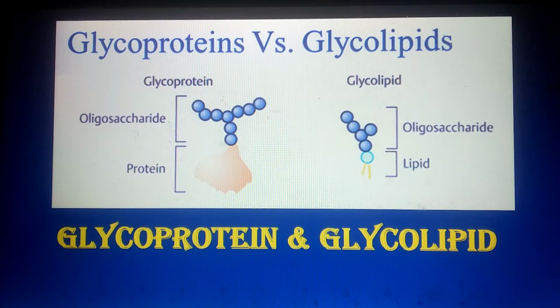Now, glycolipids and glycoproteins, what are they? These are actually conjugated molecules. What are conjugated molecules? Now students are confused about that.